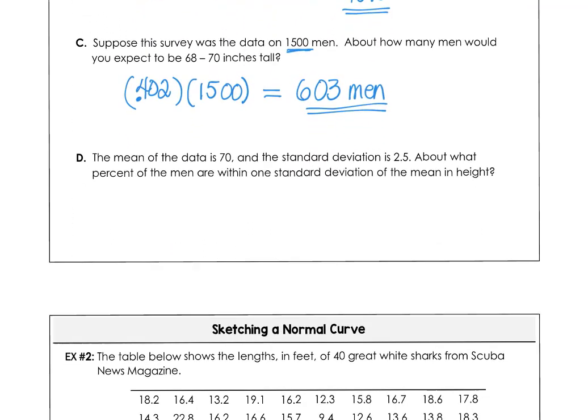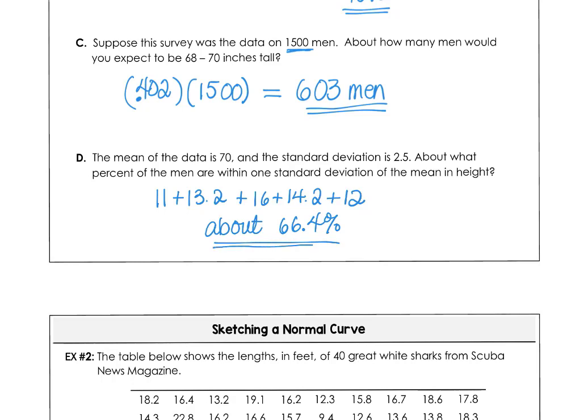And Part D, the mean of the data is 70, and the standard deviation is 2.5. So we want to know about what percent of the men are within 1 standard deviation of the mean in height. So again, using our data, that's 11, 13.2, 16, 14.2, and 12. So adding that up, that's about 66.4% of our men are within that standard deviation there.